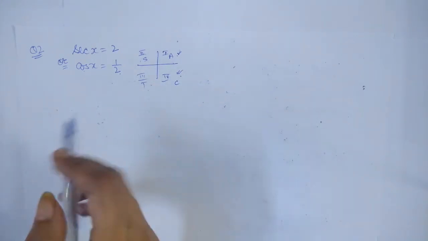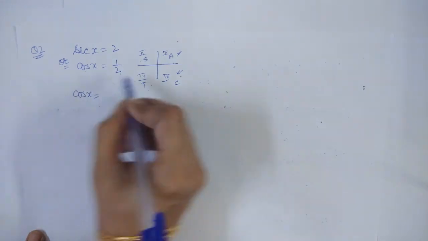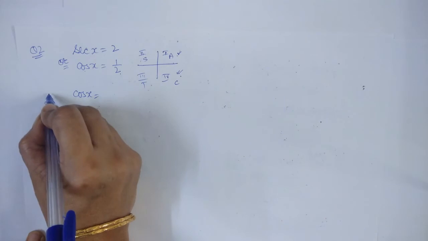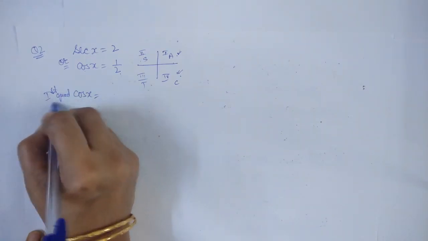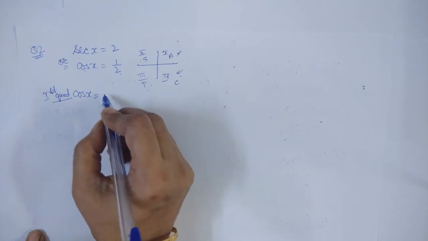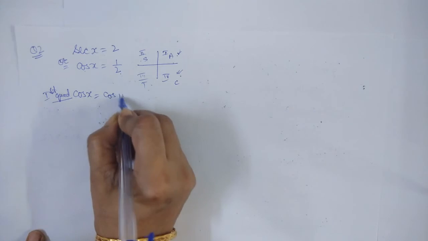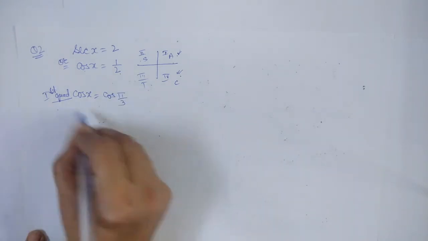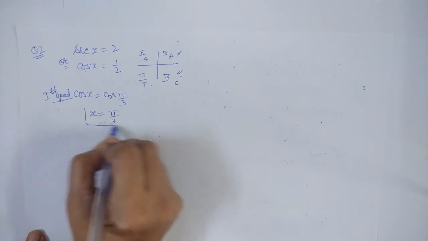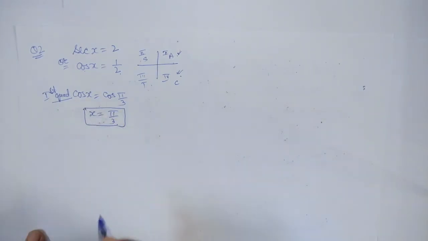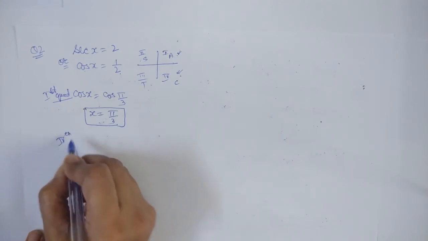So let's go for the question. Cos x. Since it lies in the first quadrant, I will be taking the first quadrant. From the first quadrant, cos x equals half. When will it be half? It will be half at pi by 3. So by comparing, x equals pi by 3. So this is one principal solution. Now again it lies in the fourth quadrant.